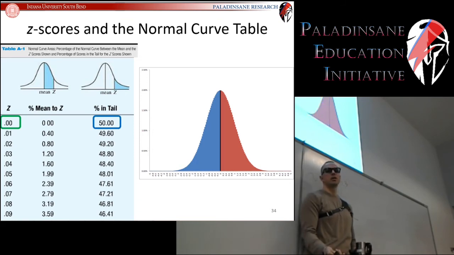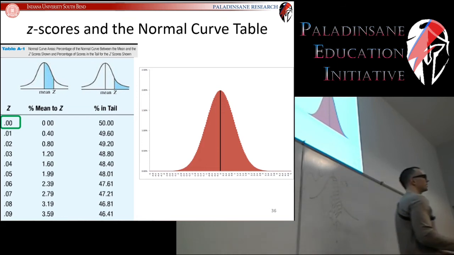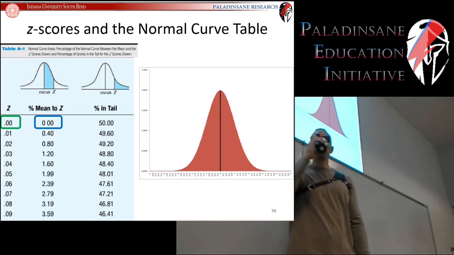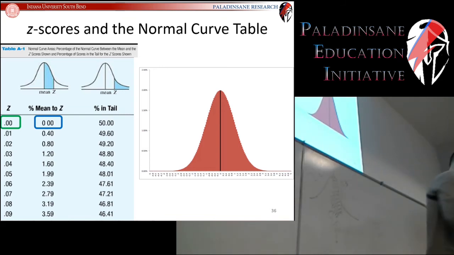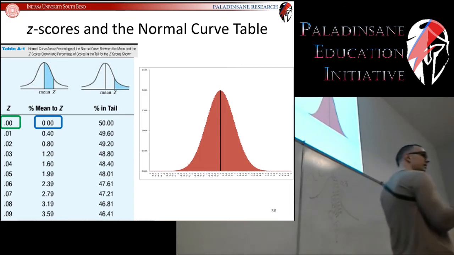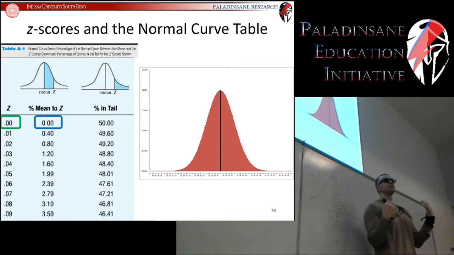And if they want how much is above the z-score, once again, for a z-score of 0, we got 50% in the tail. And very tricky, if they're asking what is the percentage from the mean to a z-score, well, what's the percentage from 0 to 0? Not surprisingly, it's 0%. So that's just the one little tricky part to keep an eye on. All right. So that's the basics of how to use that normal curve table. Any questions about that procedure so far?